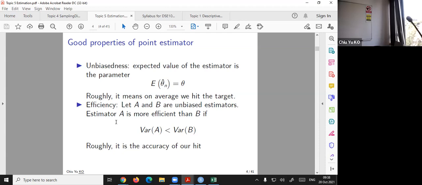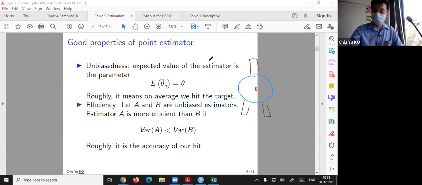Graphically, it means this. I don't know whether you play darts or archery, where you try to hit the bullseye. You shoot an arrow, and this is the population parameter. You want to hit this.